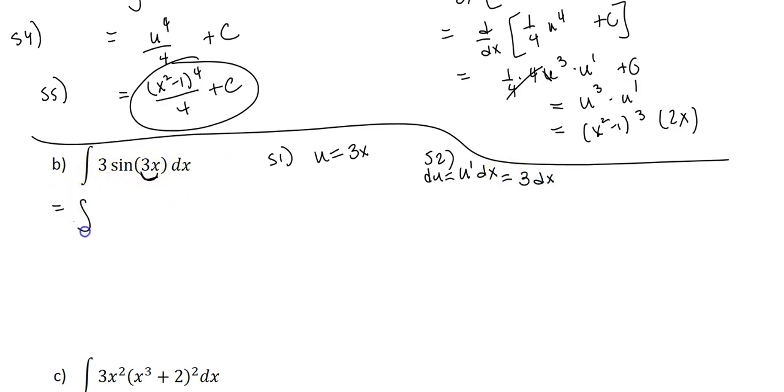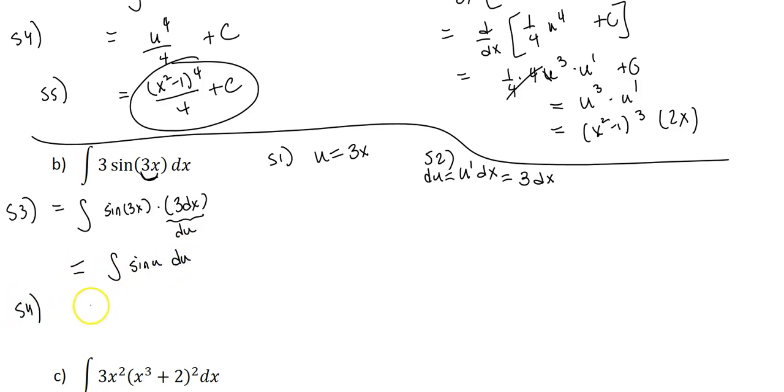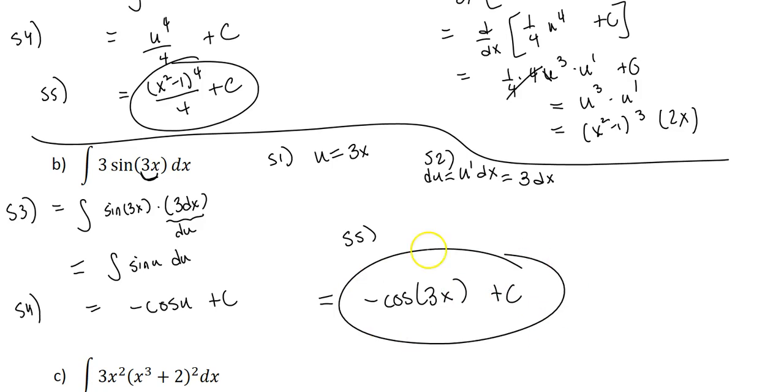So I am going to rewrite it a little bit. I'm going to put the sine of 3x here, and then I'm going to multiply this by 3 dx because this is my du. So this will be the sine of u integrated with respect to u. And the integral of sine is negative cosine of u plus c. And then step 5, I get that that's equal to negative cosine of 3x plus c.